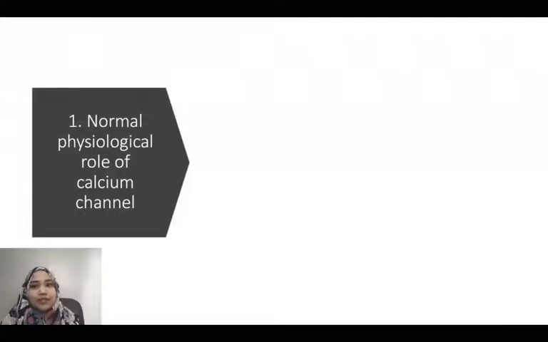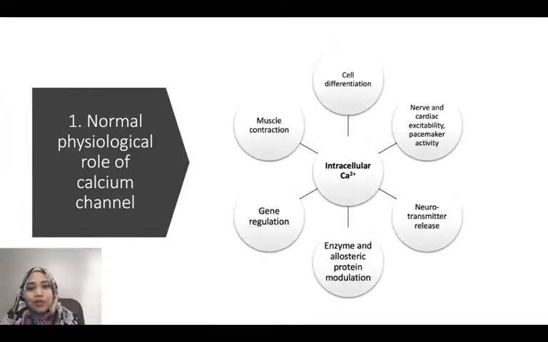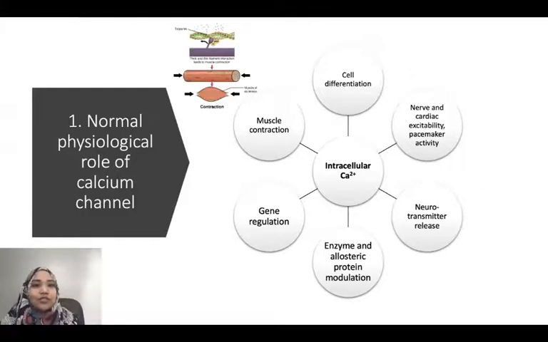So before we try to understand the role of calcium channel blockers, we will need to look at the role of calcium and calcium channels in normal physiological function. A calcium channel is basically any channel that will allow calcium ion influx across the plasma membrane into the cells. So why is that important? It is because calcium is involved in different cellular processes, including muscle contractions.